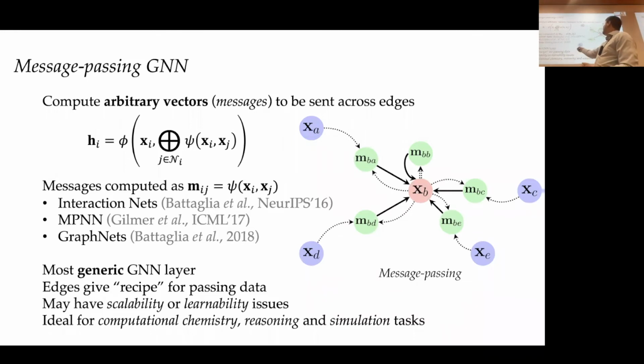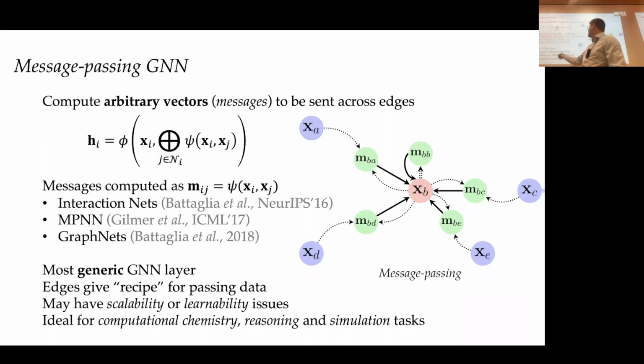So now your psi function works on both the sender and the receiver to compute a message vector to be sent across that edge. And that's why this class of models is called message passing graph neural networks, right? And there's a lot of interesting instantiations of this model in various domains. Interaction networks, the original MPNN model, and DeepMind's graph nets are three particular interesting instances of this template. But the general idea is now, because the sender and the receiver collaborate to compute a message vector, this is now the most generic model you can do for edge level reasoning.